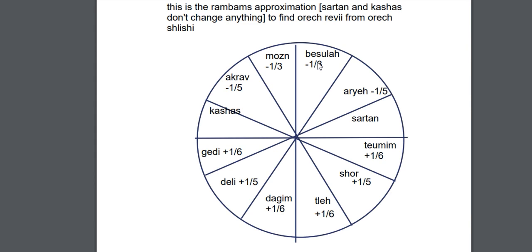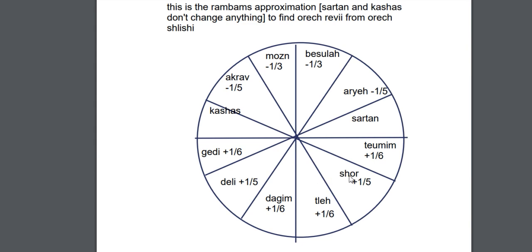Now look at an interesting thing. It's very nice to see this wheel, because here you see Teleh and Dogim, Shor and Deli, Gideon and Kashas, Sartan and Aryeh, Basula and Boznaim. Each one has a partner. So this is a nice way to understand it. We really only have to give a chart for this area from Teleh till Basula, and then the other ones can be deduced simply by taking 360 minus that.